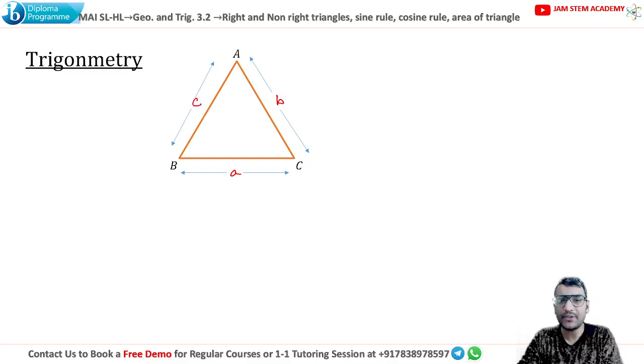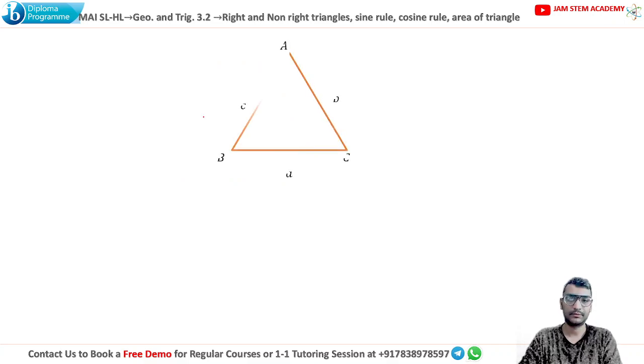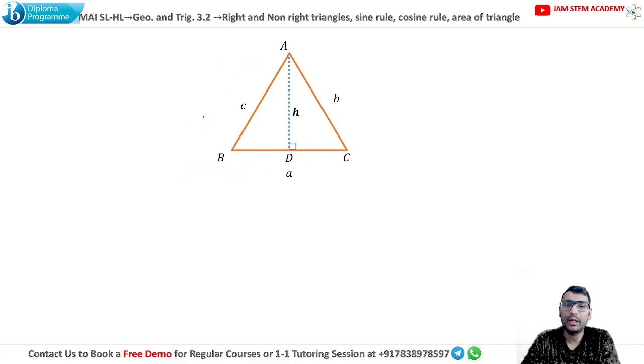Now, after this, let's drop a perpendicular from this vertex A to the BC side length, and let's give it a name D. Okay, D. H is the height of this AD perpendicular. Let's call it H.